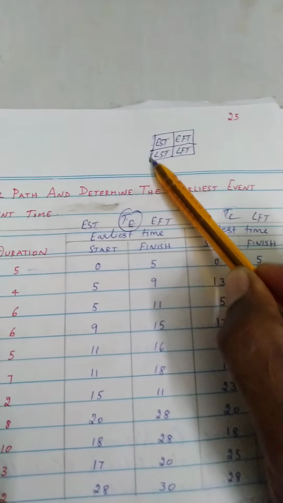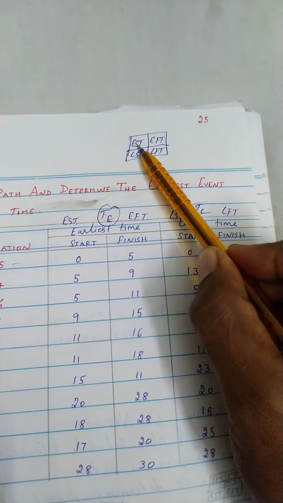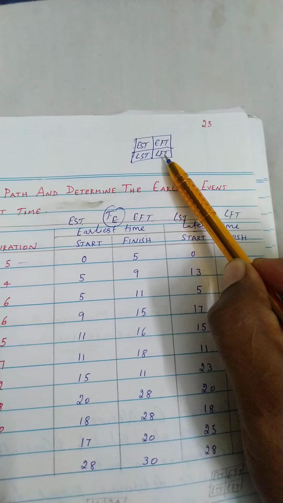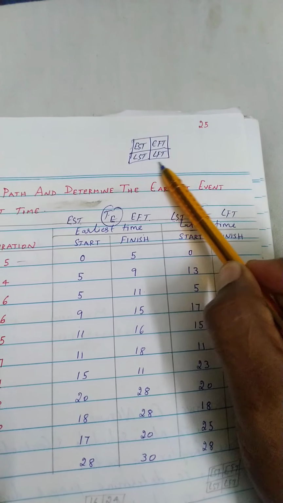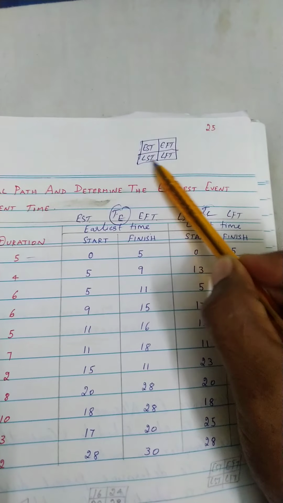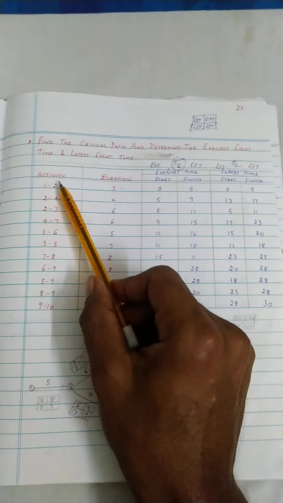This is a simple rule, normally a square box, a 2 by 2 matrix, and the entries are EST, EFT, LST, LFT. This is the general concept, normally called a mantra to find out the earliest event time and latest event time. So consider this as an example.